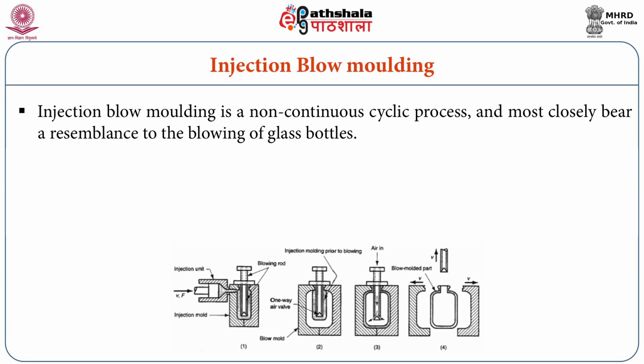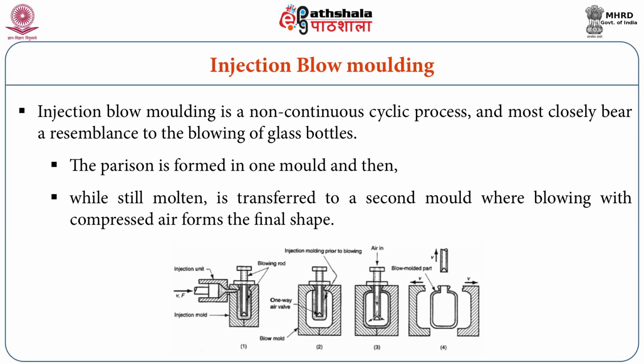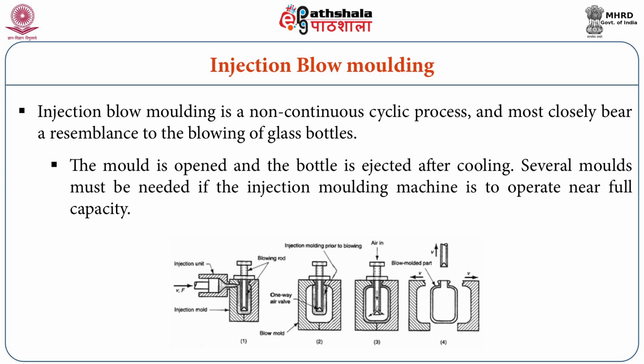Another method is injection blow molding. It is a non-continuous cyclic process and most closely resembles the blowing of glass bottles. The parison is formed in one mold and then, while still molten, is transferred to a second mold where blowing with compressed air forms the final shape. The mold is opened and the bottle is ejected after cooling. Several molds are needed if the injection molding machine is to operate near full capacity.